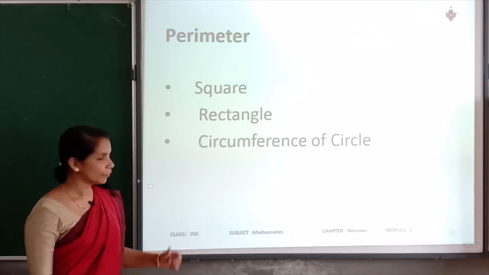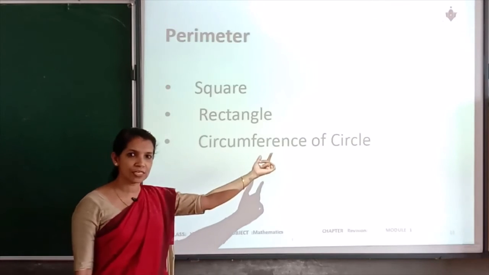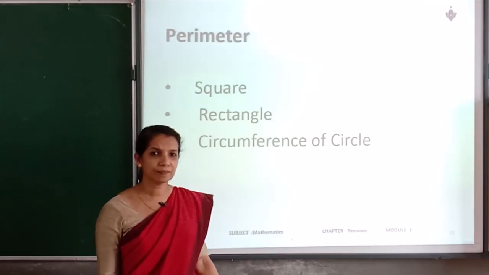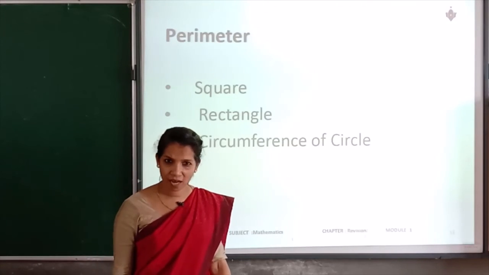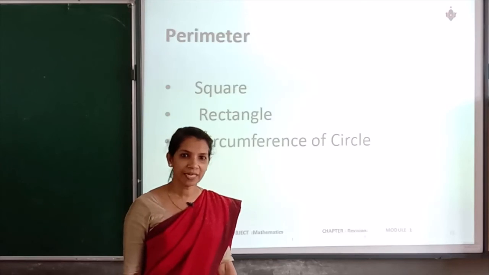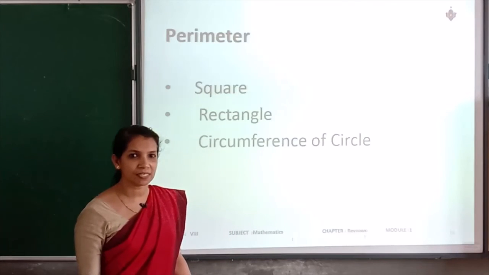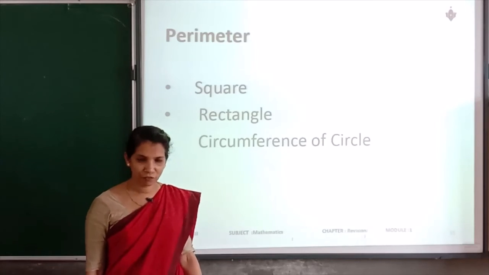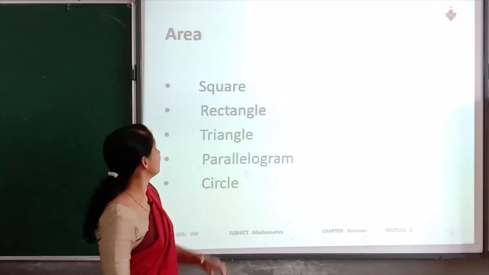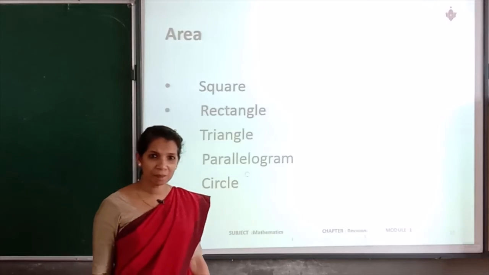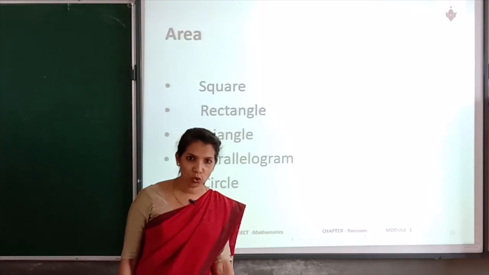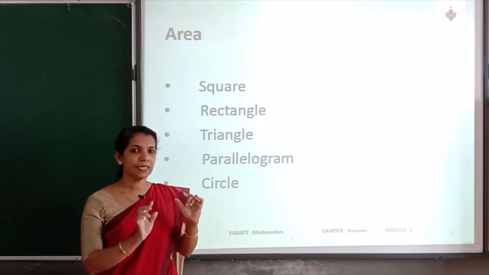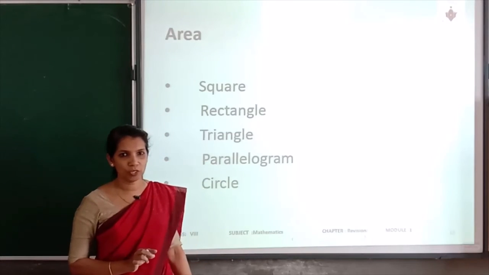Circumference. So, we say the circumference of a circle, and you know the formula, circumference of a circle is 2 pi r. R is the radius and the value of pi is 22 by 7 or 3.14. Next, area. What do you mean by area? The area of a closed figure is the amount of region in the interior portion of the boundary.